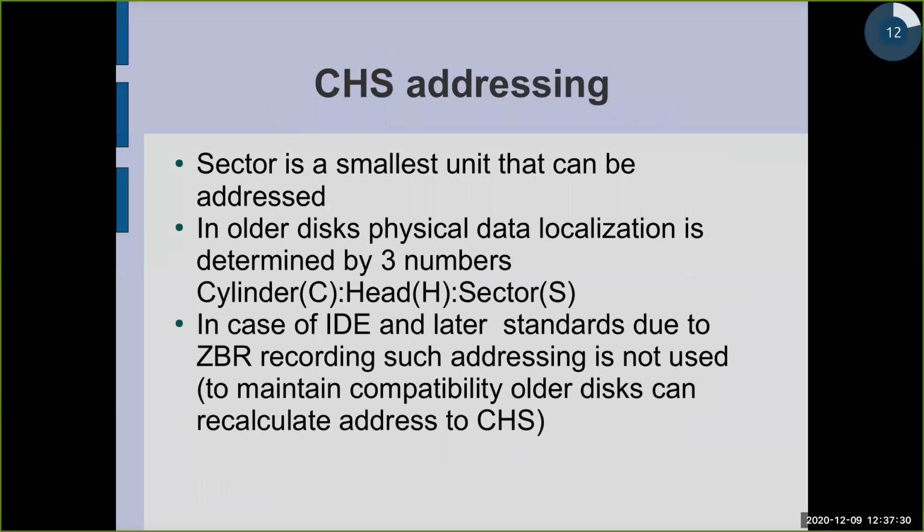Maybe I should mention something about addressing. When I told you about memory, in computer memory, so in RAM, we are able to address every byte separately. On hard drives, we are able to address only a sector. So we can read only a single sector. This is the smallest amount of data which can be read and addressed.